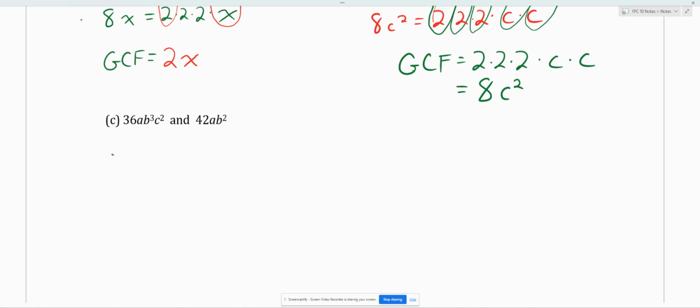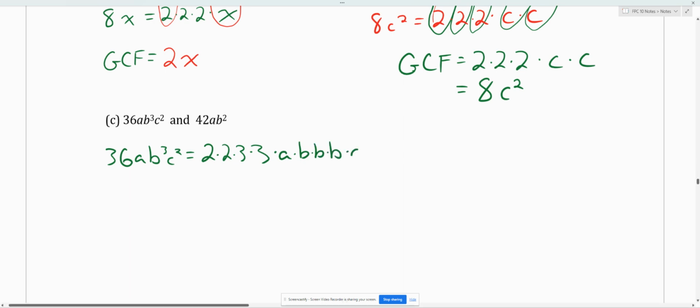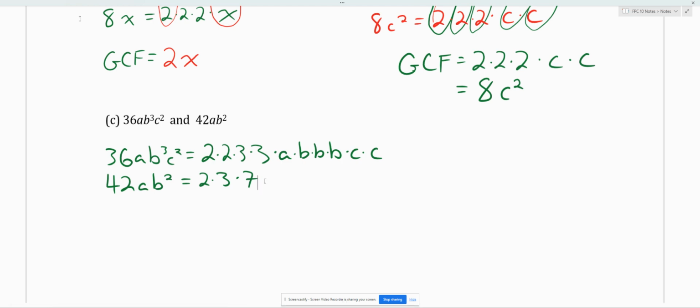36 and 42 first. So let's deal with 36 a b cubed c squared. Let's break that apart. Well, 36 prime factorization, if I remember, is 2 times 2 times 3 times 3. And we have 1 a this time. We have 3 b's and 2 c's. And then for 42 a b squared, 42 is breaking up into 2 times 3, which is 6, and then times 7 is going to get me the 42. And we have 1 a this time and 2 b's.